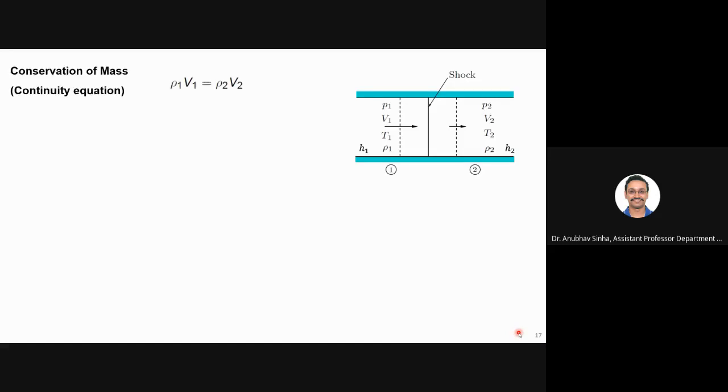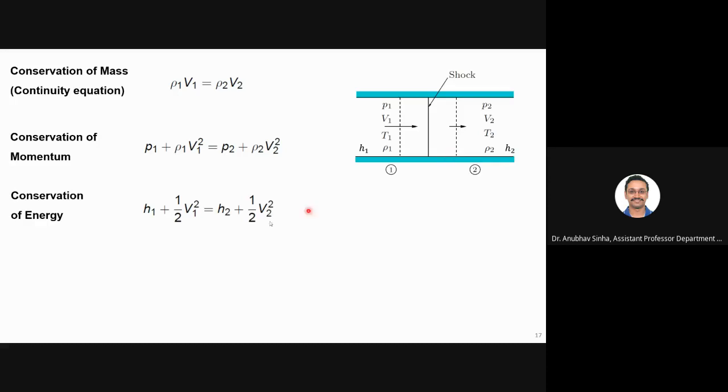Mass will anyways be conserved. Whatever disturbance or process you have here, the mass coming at the inlet will be the same mass at the exit of the pipe. So conservation of mass: rho 1 V1 is equal to rho 2 V2. That will always hold good. Now we'll also talk about conserving momentum. So P1 plus rho 1 V square will also hold good for this scenario. Then conservation of energy: enthalpy plus kinetic energy is constant across the flame, shock front.